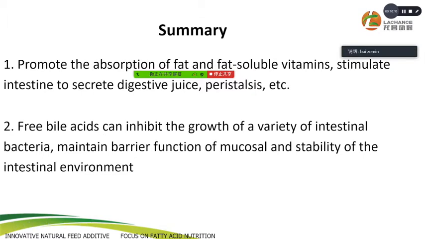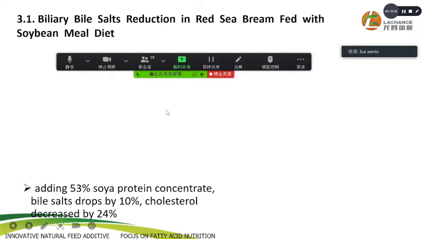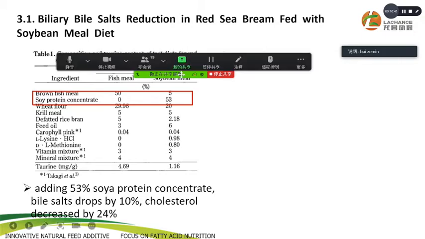Now, for the human being, they have such kind of evidence. And the third part is application in aquatic animals, but actually for poultry, for ruminants, for swine, it is also used quite commonly in China. Okay, I will just share a few papers and research that have been done in aquatic species. If you Google, you can get plenty of research on this.